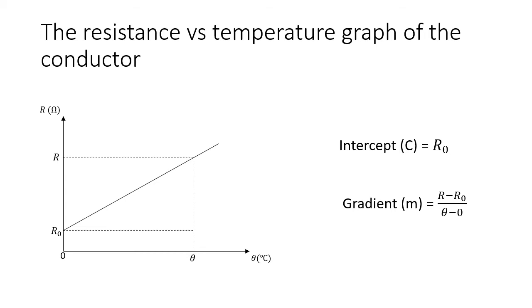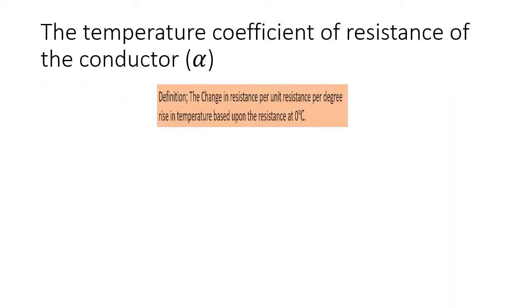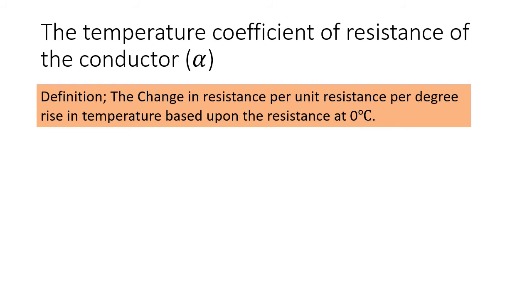Okay, now we will see what the temperature coefficient of resistance is. The temperature coefficient of resistance is defined as the change in resistance per unit resistance per degree rise in temperature, based upon the resistance at 0 degrees Celsius. So from the definition we have the following formula: alpha equals (R minus R0) divided by (R0 theta). The SI unit of alpha is per Celsius or per Kelvin.